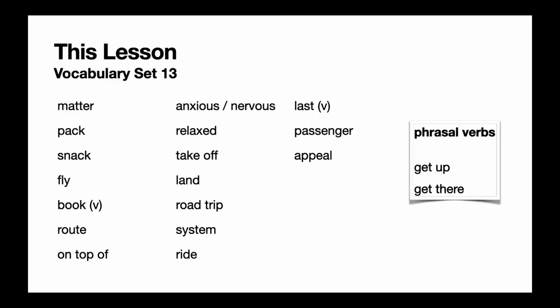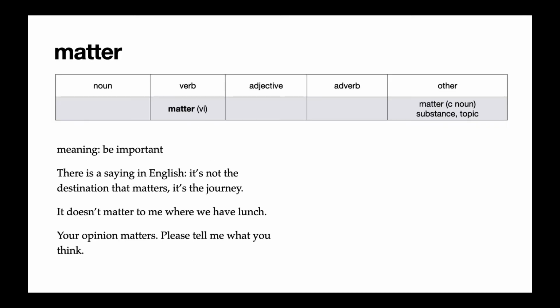In this lesson, we'll be looking at the vocabulary from this week's writing and listening lessons on journeys. Our first word is matter. Matter can be used as a noun, but in this reading, it's used as a verb, meaning to be important.